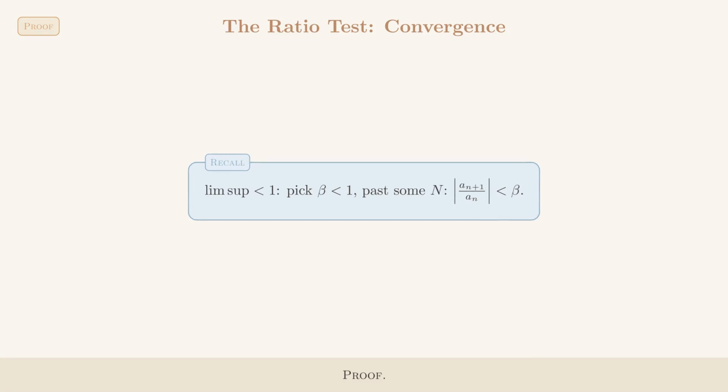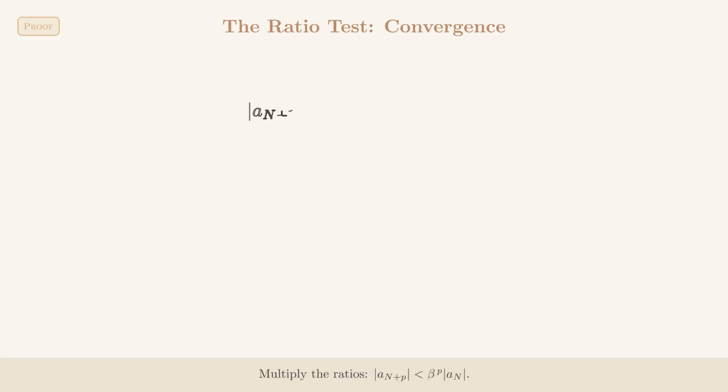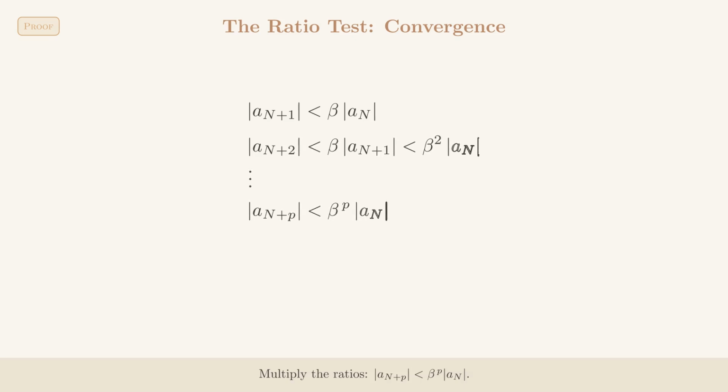Recall the property of the upper limit once more. Since it is below 1, we may pick beta below 1 so that past some index, every ratio stays below beta. Fix that index. The next term is below beta times the term at n. The one after is below beta times that, and so below beta squared times the same starting term. Continuing p steps, the term p beyond n stays below beta to the p, times that same starting term.